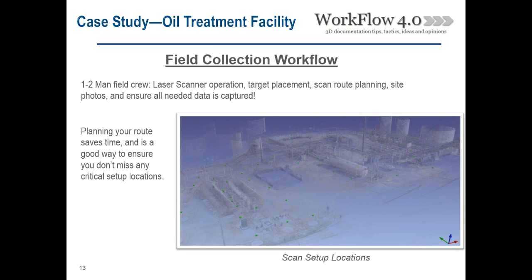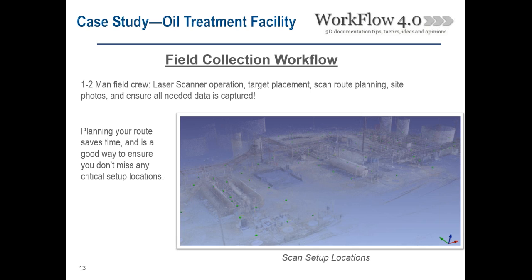Oh, skipped one here. Here we go. Our field crew is normally 1 to 2 people. The tasks on the field side are laser scanner operation, moving the scanner, going to the setups, starting it. If you're using targets, making sure you have your targets set up, moving those in between setups.